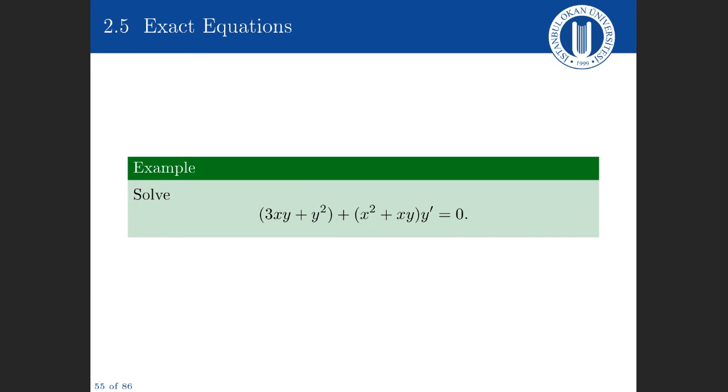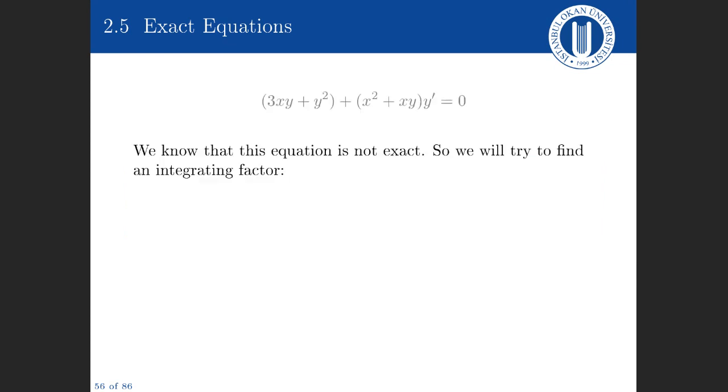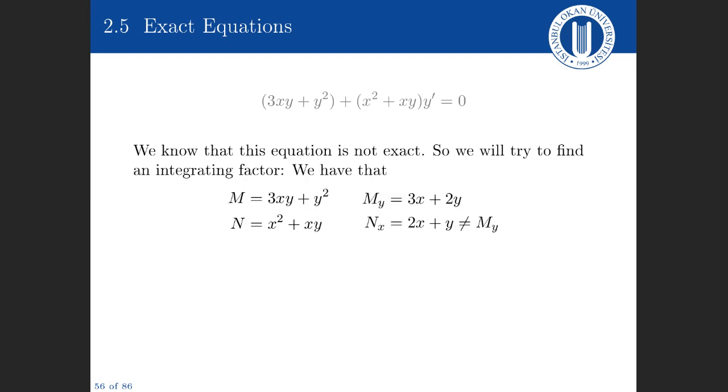For example, solve 3xy plus y squared plus (x squared plus xy) y prime is equal to 0. We looked at this one before. We know that this equation is not exact. So we're going to try to find an integrating factor. We're going to need m, n, my, and nx. And then we're going to be calculating (my minus nx) over n and (nx minus my) over m.